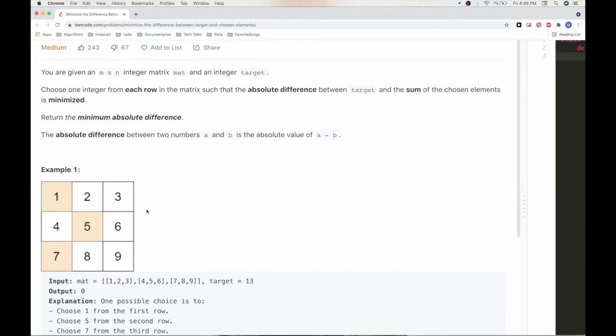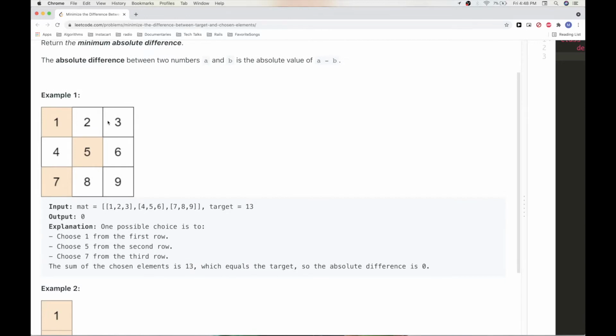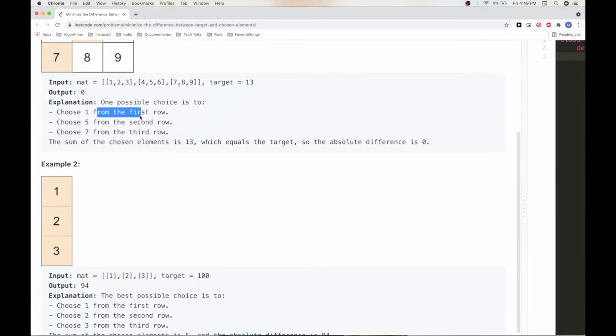An example here is this first example. We have this matrix, and we have target value 13. The best absolute difference, which means the smallest absolute difference we can make here, is taking 1 from the first row, 5 from the second row, 7 from the third row. So that would be 6 plus 7, that's 13, minus 13 equals 0. What we want to return is the minimum absolute difference value. So 13 minus 13, that's 0.